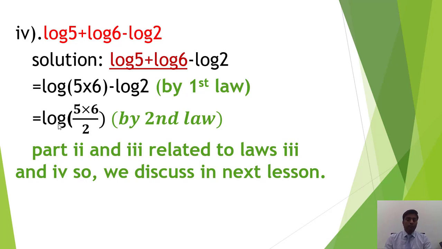The subtraction of two logarithms can be written as the log of quotient of two numbers. So we have log 5 multiplied by 6 divided by 2 by second law. Part 2 and 3 related to laws 3rd and 4th. So we discuss in next lesson.